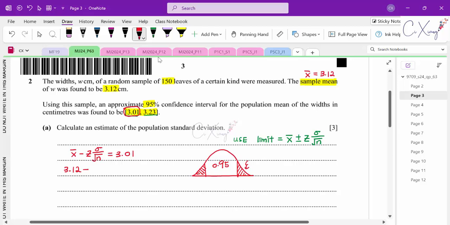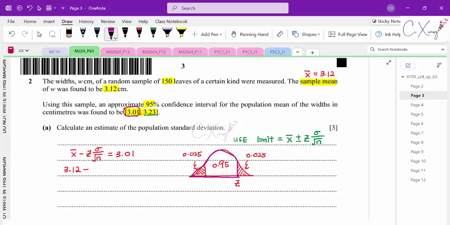Okay, so for these two sides, the area should be 0.025, so that the total area under the graph is a 1. And if I want to get the value of z, I have to look at the area that z smaller than this particular value equals to 0.975. Because if you total these two areas together, it is 0.975, right?